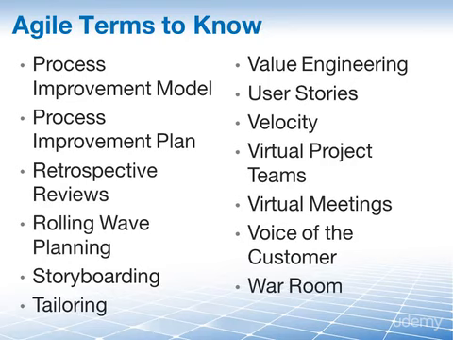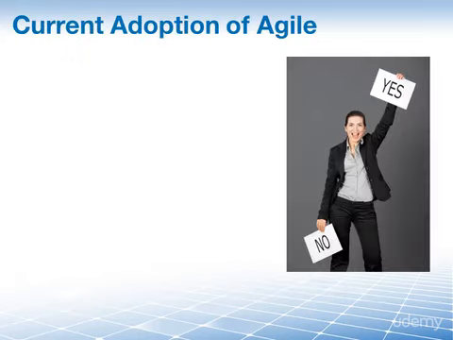Some of these, like tailoring or the process improvement plan, have been used in traditional project management for quite some time, but velocity and user stories, to pick just 2 examples, are terms that emerged from Agile and are now slowly making their way into traditional or hybrid project management approaches as well. Agile project management and product development methods are becoming increasingly more popular today.